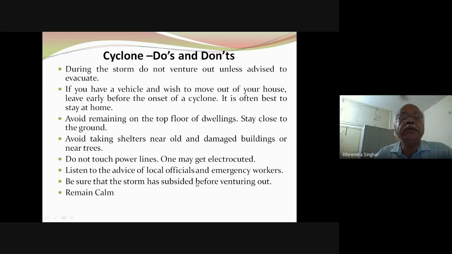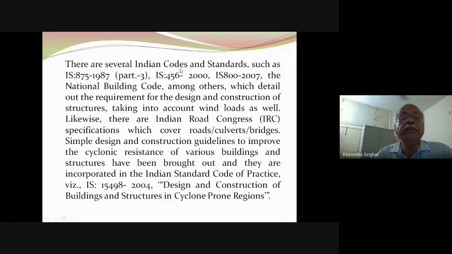Now coming to the most important part as civil engineers. There are several Indian standard codes and standards. 875, I hope you remember, is for loading. 456 we are using for concrete. 800 we are using for steel structures. Among others, they detail the requirements of the design and construction of a structure, taking into account wind loads as well.